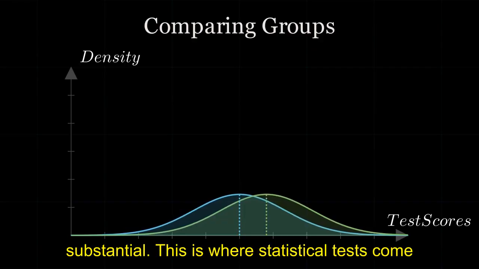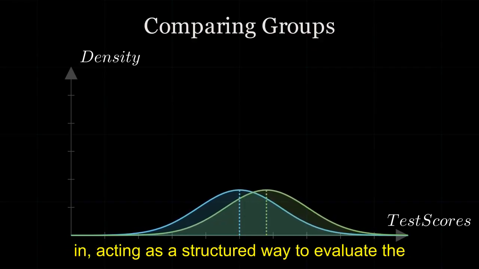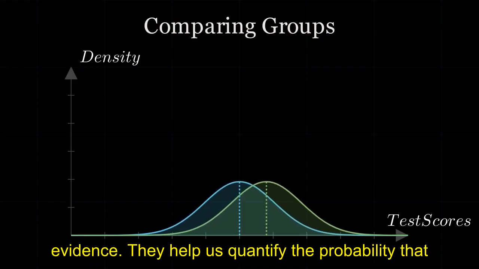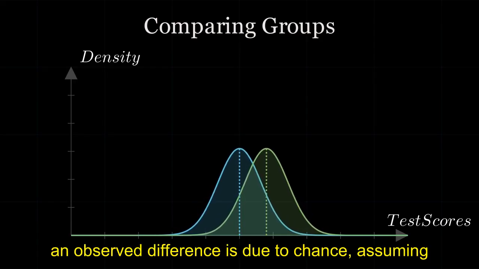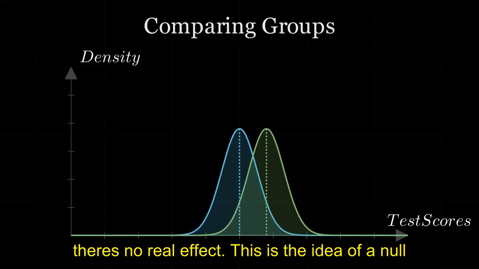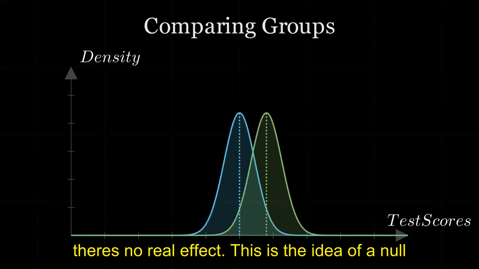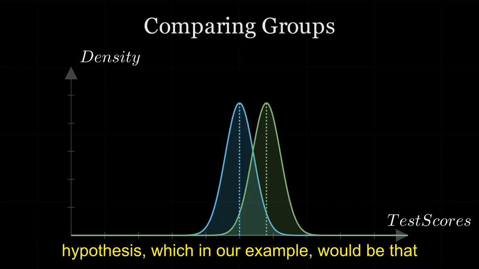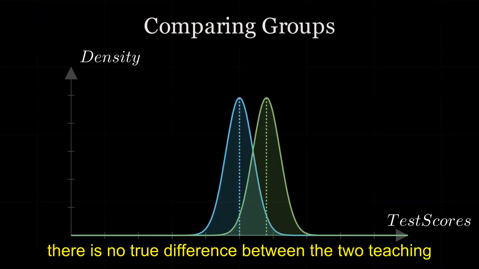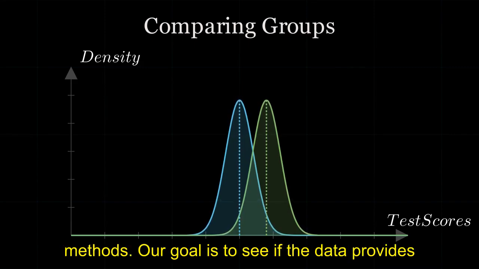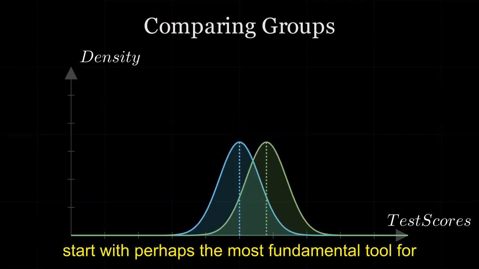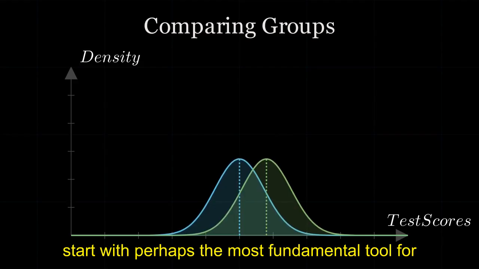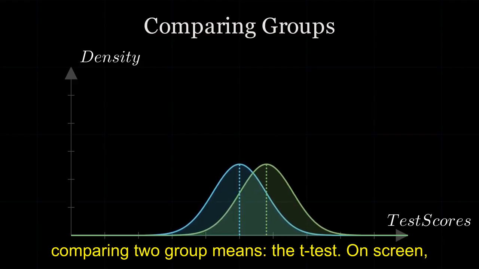This is where statistical tests come in, acting as a structured way to evaluate the evidence. They help us quantify the probability that an observed difference is due to chance, assuming there's no real effect. This is the idea of a null hypothesis, which in our example would be that there is no true difference between the two teaching methods. Our goal is to see if the data provides enough evidence to reject this null hypothesis. Let's start with perhaps the most fundamental tool for comparing two group means, the t-test.